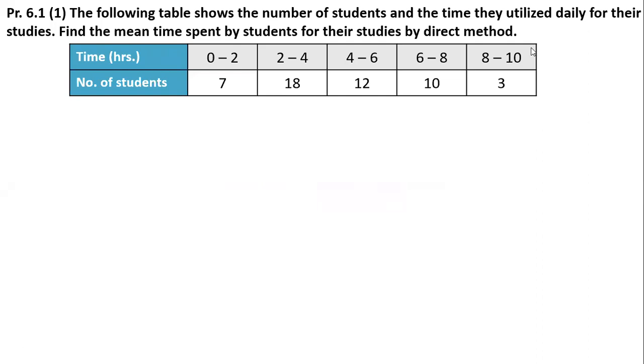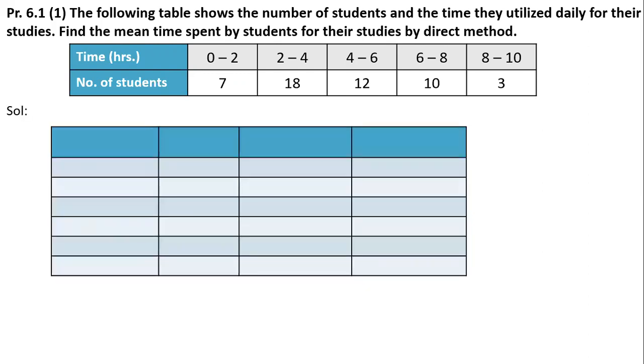The following table shows the number of students and the time they utilized for their studies. Find the mean time spent by students for their studies by direct method. So you have to use direct method. So students always follow steps. So first, always draw a table. Whenever you're doing direct method, there will be 4 columns.